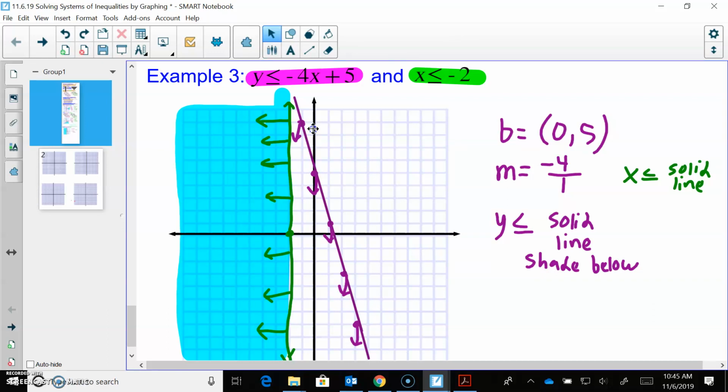So hopefully this helps with solving systems of inequalities by graphing, just visually and me kind of talking you through the process. So hopefully the kids can look back at this and kind of figure out with their homework or preparing for a test or quiz kind of what we do from there.